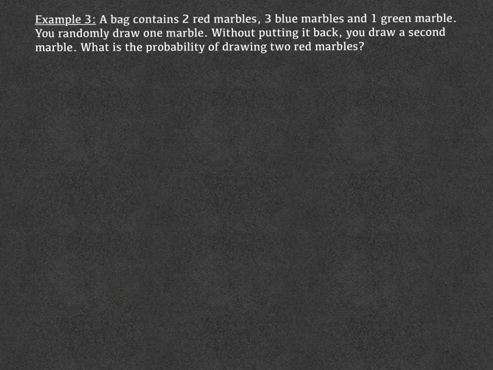Let's look at our third example. A bag contains 2 red marbles, 3 blue marbles, and 1 green marble. You randomly draw 1 marble. Without putting it back, you draw a second marble. What is the probability of drawing 2 red marbles? I would like you to think about whether these 2 events are independent or dependent events. Does drawing a first red marble affect the likelihood of drawing the second red marble?